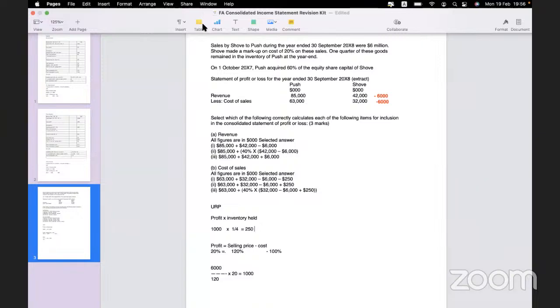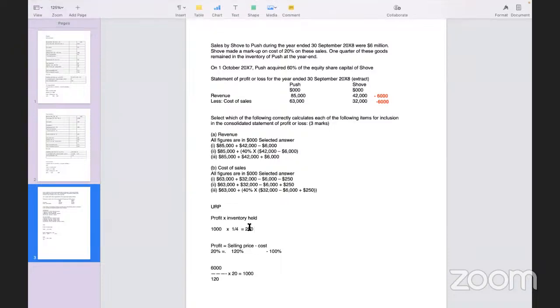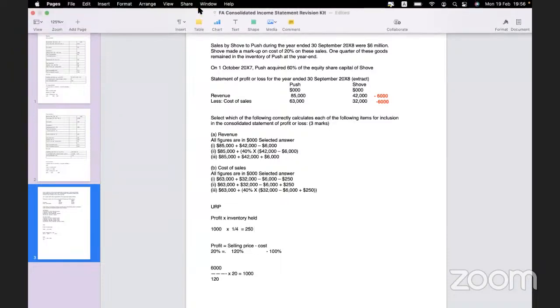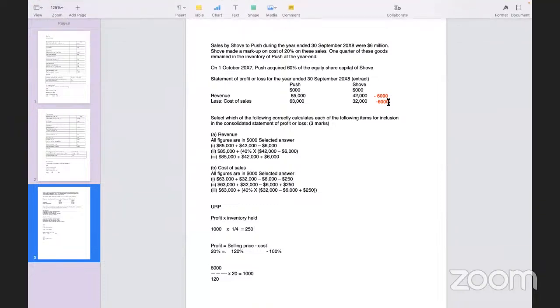subsidiary can sell to parent, parent can sell to subsidiary. It doesn't matter whom. When you get the URP, what you have to do, guys? You should always add it to cost of sale. So go to cost of sale and there, guys, you mark and show there plus 250. So guys, based on this, your answer should be 85,000 plus 42,000 minus 6,000. Option number 1 for revenue.